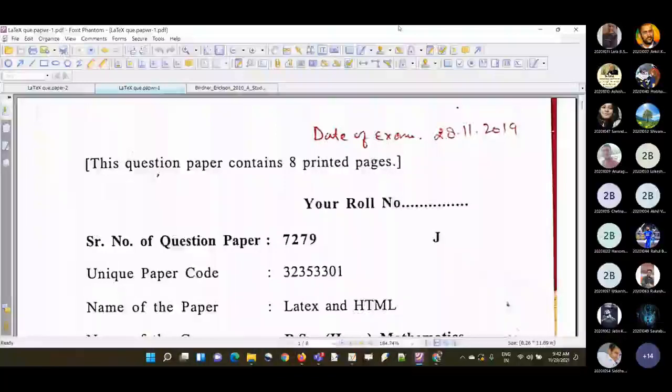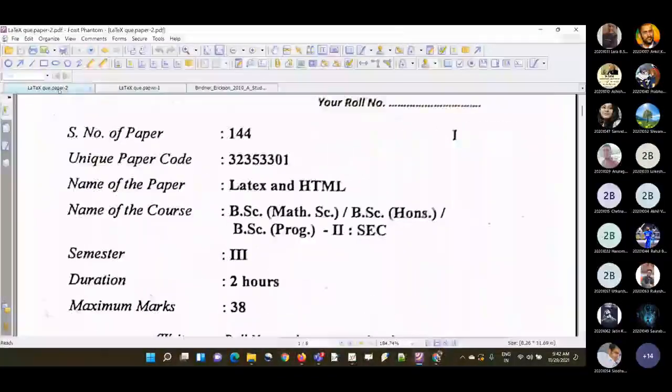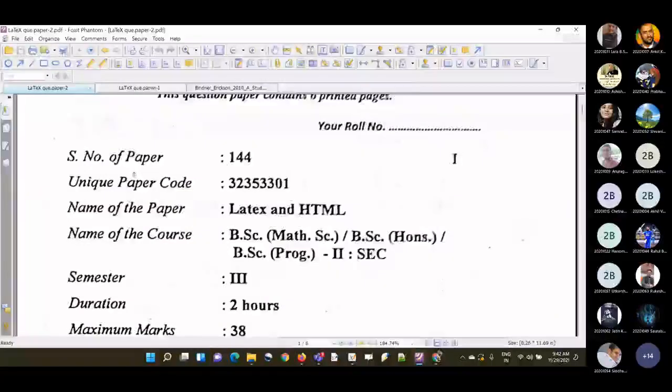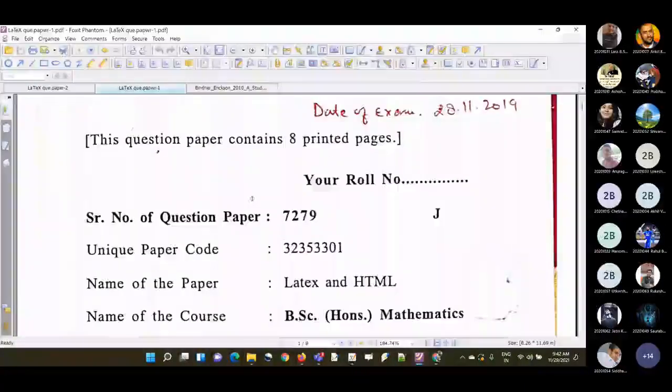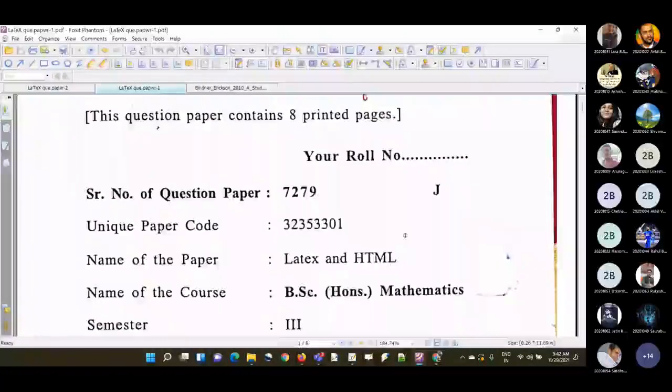So this question paper is on LaTeX and HTML, BSc honors mathematics, paper code 323-53301. There may be some changes in the paper code and all because this was for the 2018 batch. But nevertheless, let us see. This exam was held on 28/11/2019.